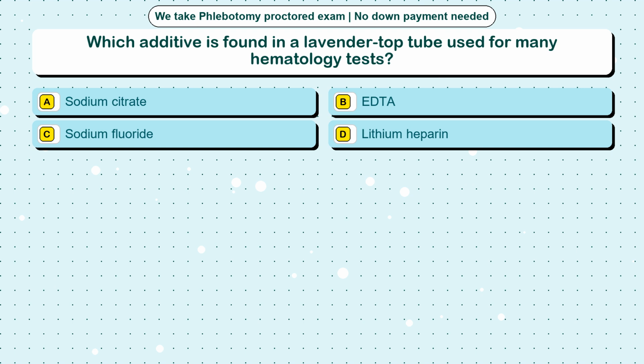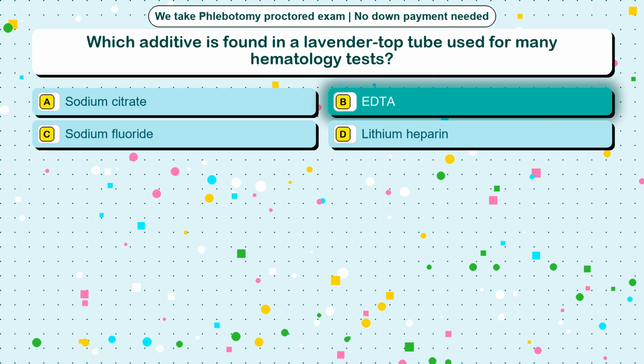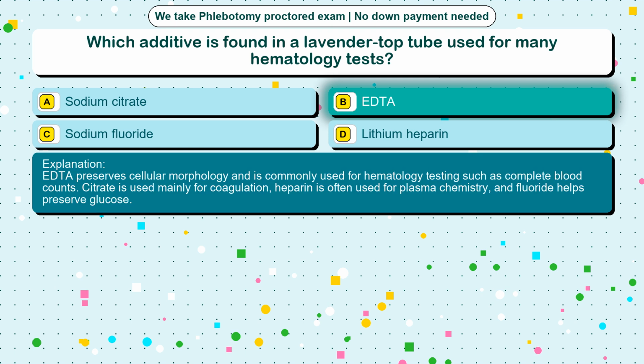Option B, EDTA. Option C, sodium fluoride. Option D, lithium heparin. The correct answer is option B, EDTA. EDTA preserves cellular morphology and is commonly used for hematology testing such as complete blood counts. Citrate is used mainly for coagulation, heparin is often used for plasma chemistry, and fluoride helps preserve glucose.